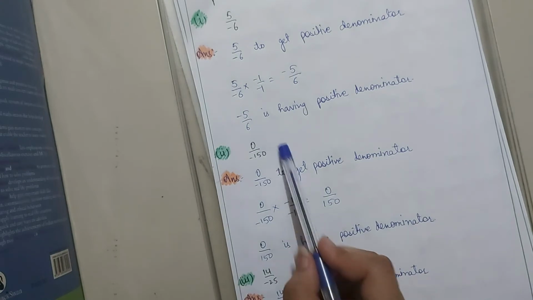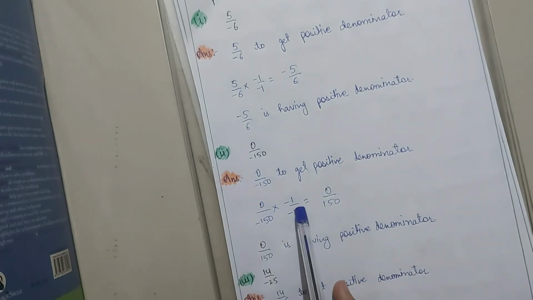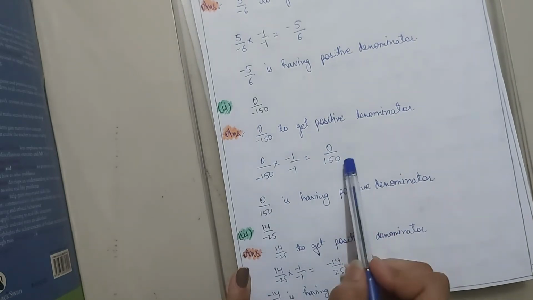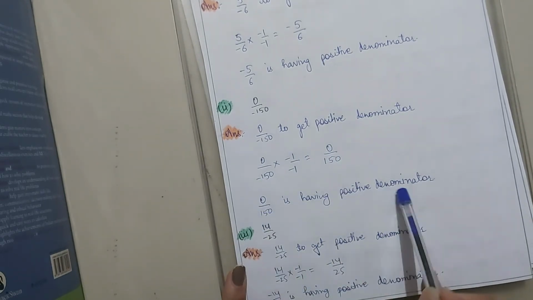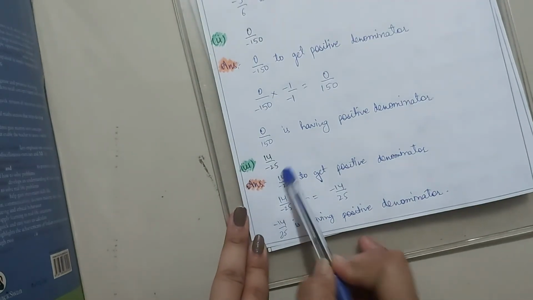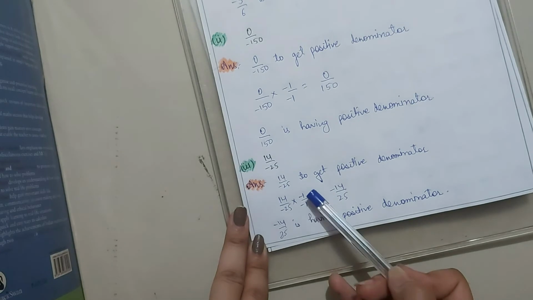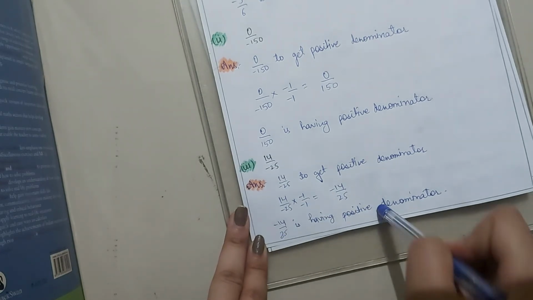Similarly, in the next question, 0 over minus 150, simply multiply it by minus 1 over minus 1, that would be 0 over 150. The denominator of 0 over 150 is positive. In the next question, 14 over minus 25, just simply multiply by minus 1 over minus 1, that would be minus 14 over 25, which has a positive denominator.